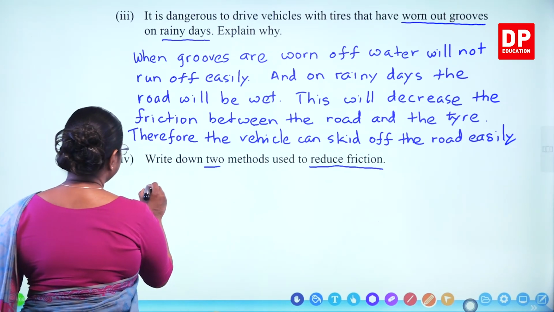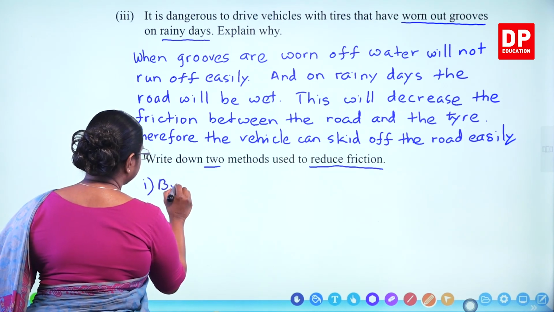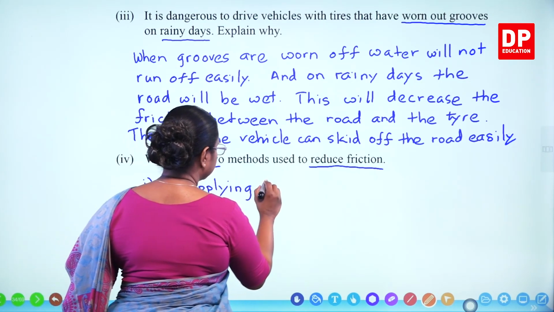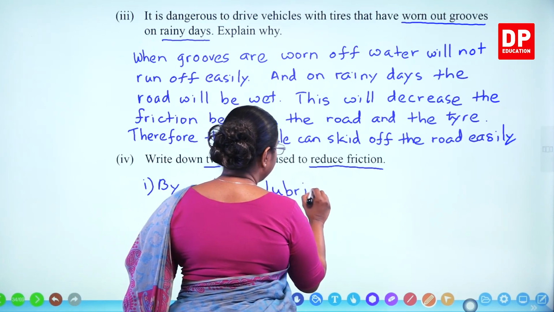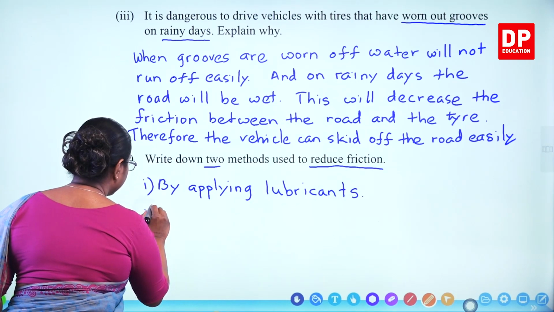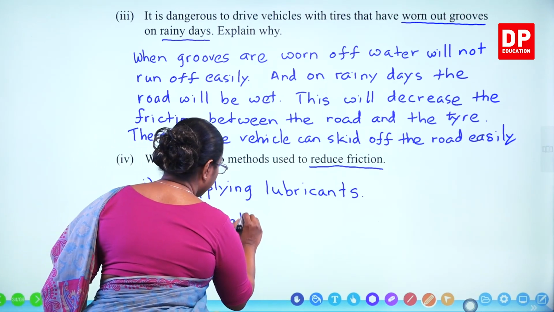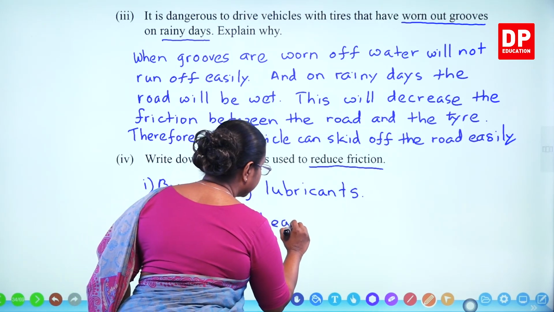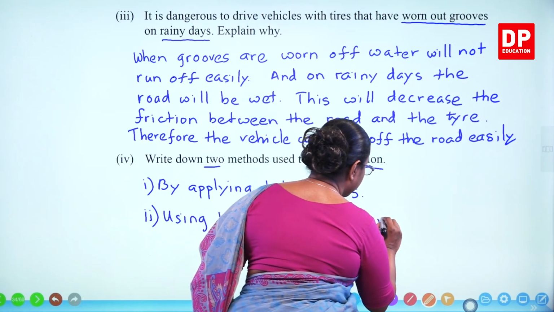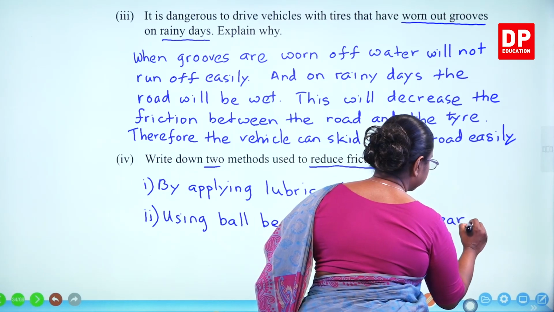So, I will say one method by applying lubricants, and the second one using ball bearings and roller bearings.